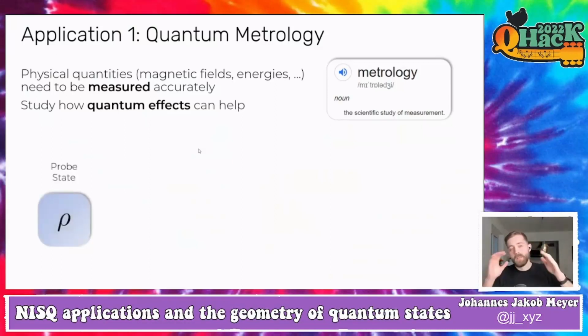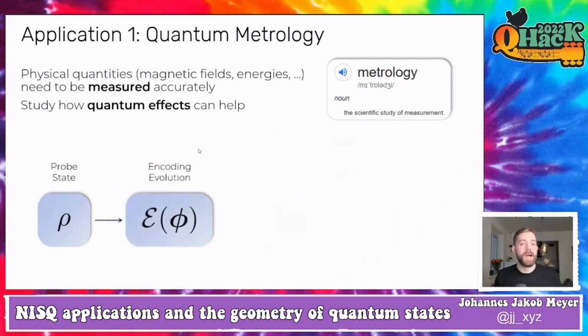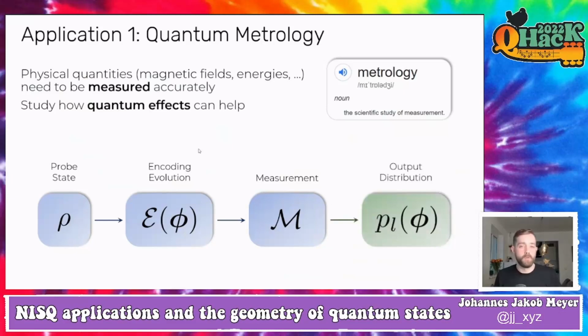First, you start with a probe state. You prepare a quantum system in a particular state, and then it will undergo what we call the encoding evolution. For example, you prepare some spins, let them point in some directions, and then let them undergo a precession under a magnetic field for 10 nanoseconds, fixed time. Afterwards, you perform a measurement, and from this you can get some kind of output distribution. This is a general way of viewing how a metrology process works.